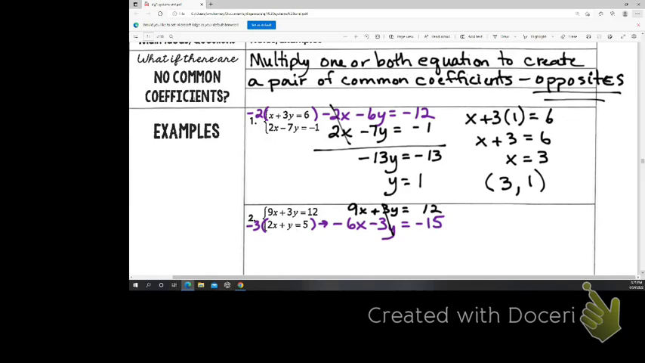9x - 6x makes 3x. 12 and -15 is -3. Divide by 3. And x is -1. And you know the drill. After you have one of the variables, you need to plug it in to find the second. You could plug it into the top or the bottom of the originals. I just typically go with the top. Nothing magical about that. It's just what I do.